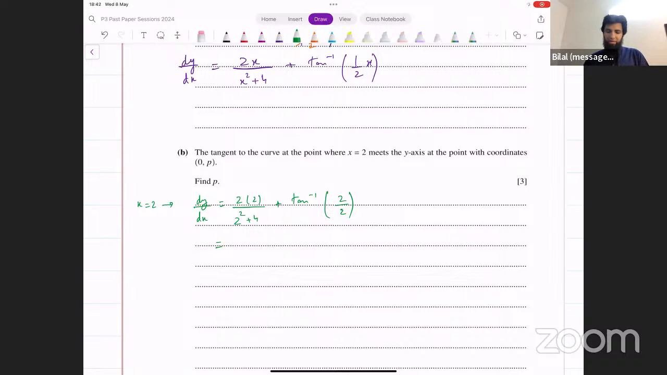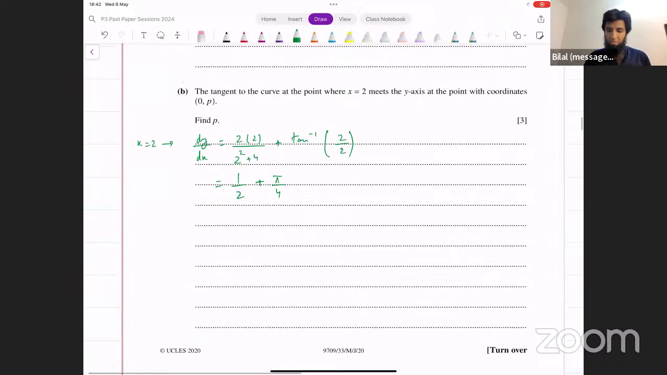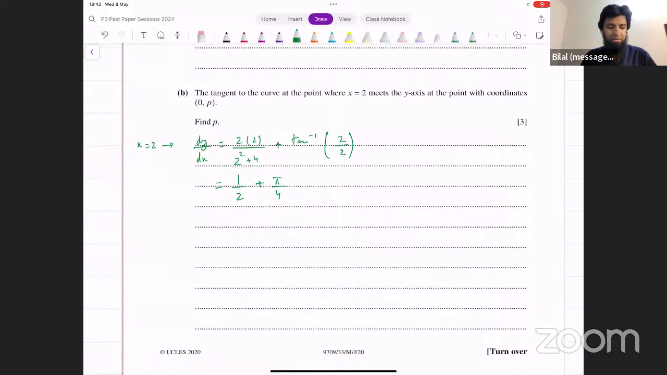4 over 8, right? That's 1 over 2. Plus tan inverse of 1, that is pi over 4, right? 1 over 2 plus pi over 4. This is the gradient of that line. Now, they don't want an exact answer as such. So what you can do is you can write this in decimals as well if you want. The gradient turns out to be, or let's just leave it like this for now, 1 over 2 plus pi over 4. That's the gradient. This is the gradient of the tangent.